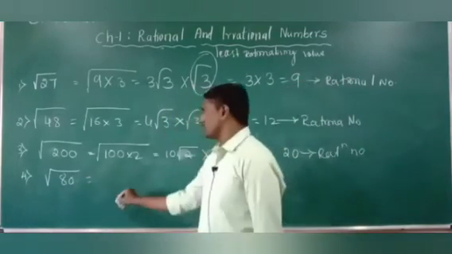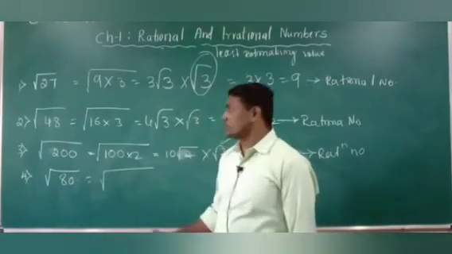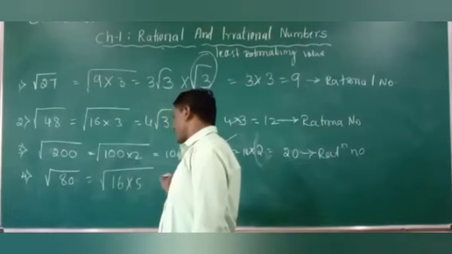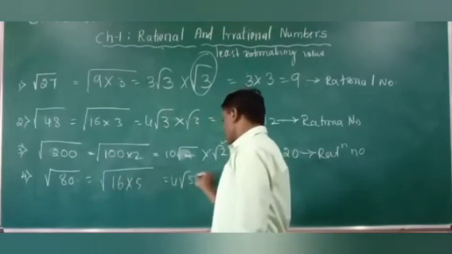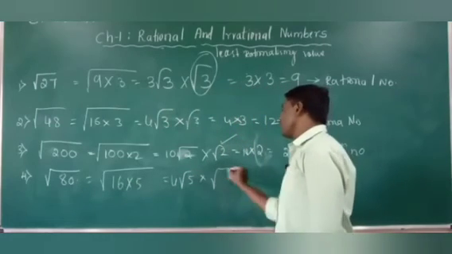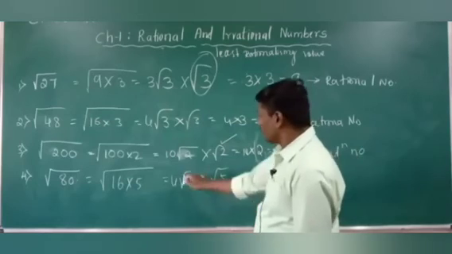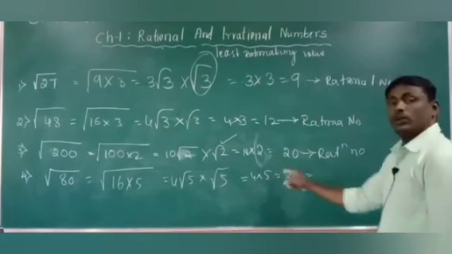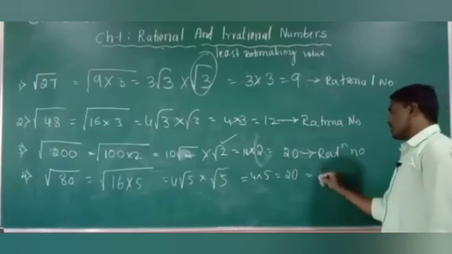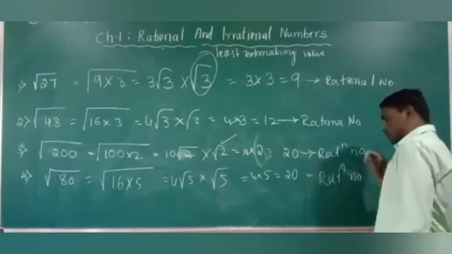Similarly, simplify this one. The square root of 80 can be split as 16 into 5. The square root of 16 is 4, remaining root 5. What do we need to multiply here? The rationalizing factor is root 5. So root 5 into root 5 is 5, into 4, which gives 20. So 20 is a rational number.